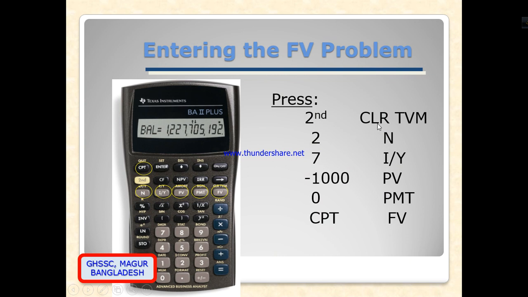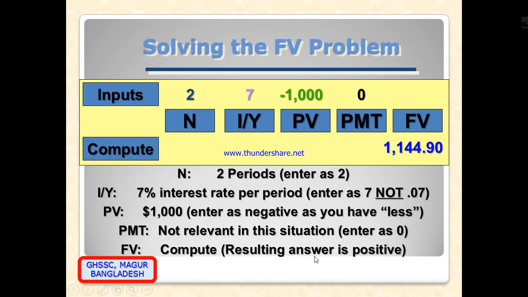Now, second, CRL TVM, 2 N, 7 IY, 1000 taka minus PV, and 0 means payment. That means it is not required. This is why we have to press 0. Now CPT means compute. You have to press CPT, then future value. We will get the result.